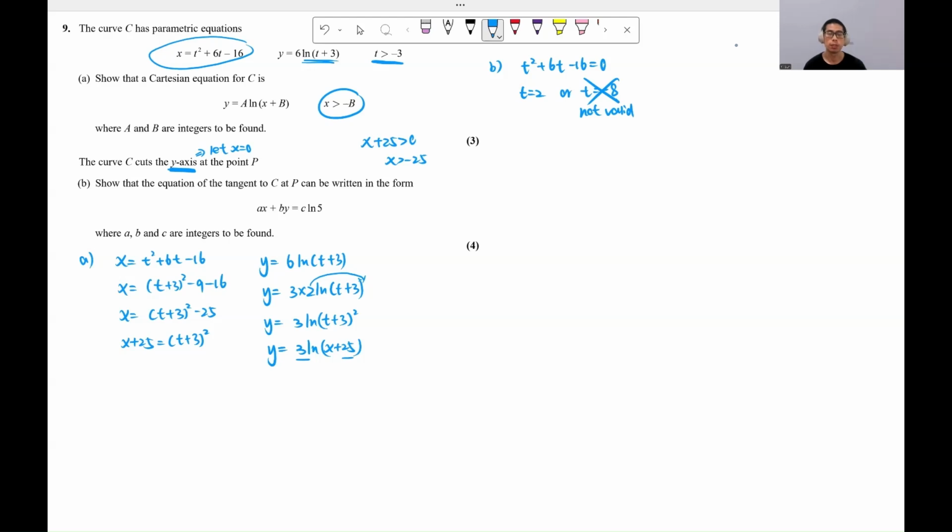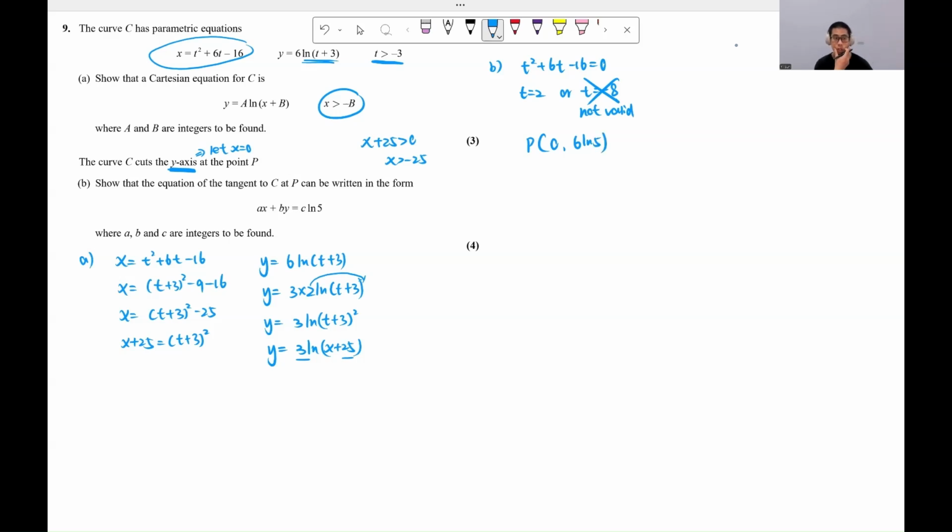When t equal to 2, that will give us the point P. We already know x is equal to 0, so we don't need to substitute into the x equation again. We just substitute into the y equation. 2 plus 3 is 5, so just 6 ln 5. Therefore, point P is (0, 6 ln 5).